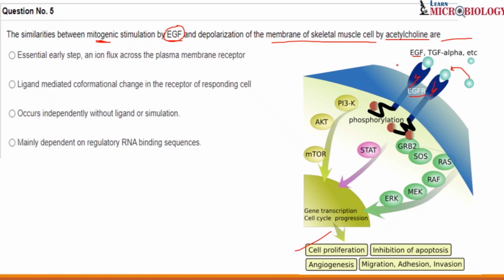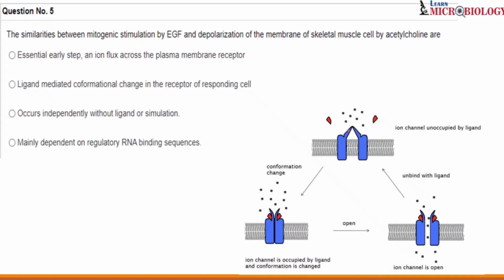The EGF molecule binds to our receptor, and then there is a cascade of signaling activation, and then there is cell proliferation. Okay, now that is understood. Let's come to study what this acetylcholine is, what this skeletal muscle thing is, and what this depolarization is. Let's understand that. There are some ion channels in your skeletal muscles. The same happens even in your neurons.